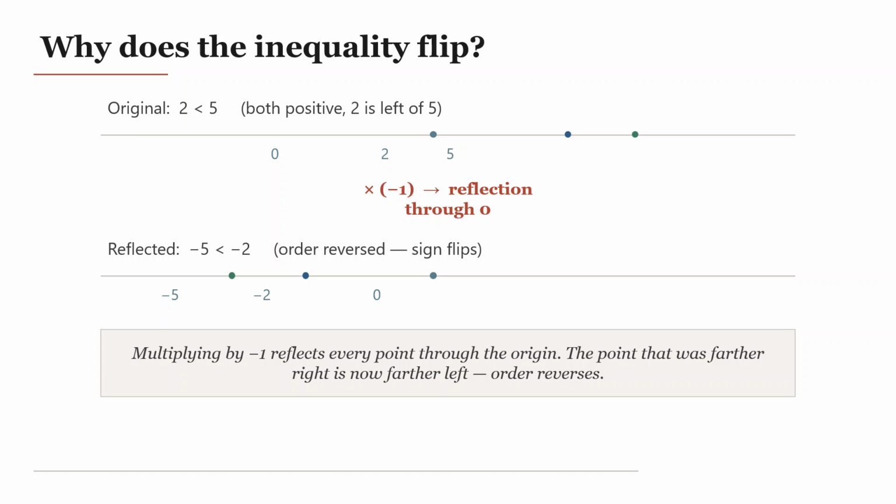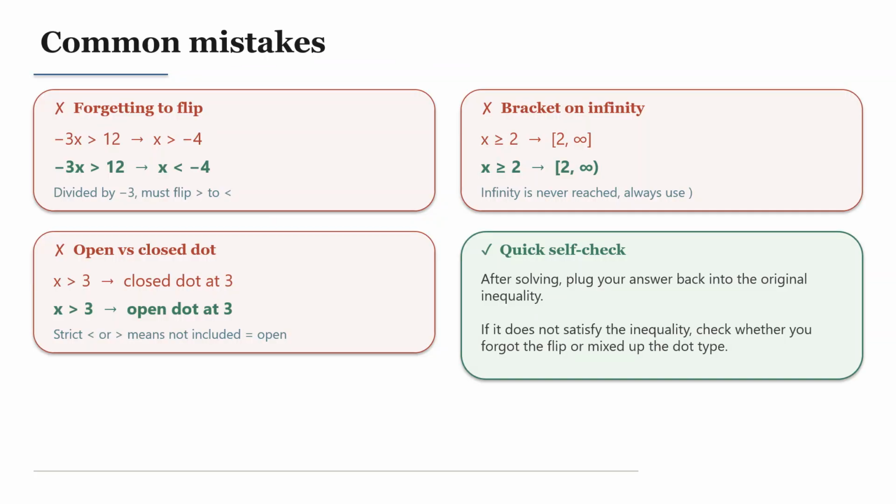This is also why, in optimization, negating an objective function flips a maximization problem into a minimization problem, the same monotonic decreasing transformation logic. Before we move on, let us look at the 3 most common mistakes students make with inequalities. Knowing these traps in advance will save you points on every test. Mistake number 1. Forgetting to flip the inequality when dividing by a negative.